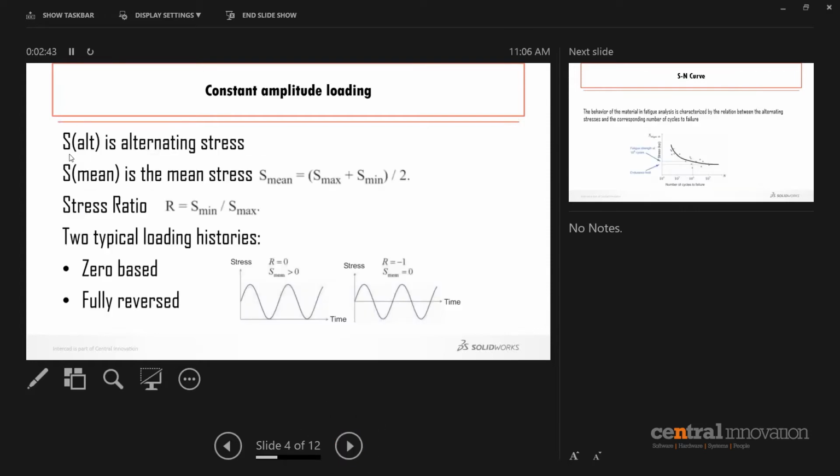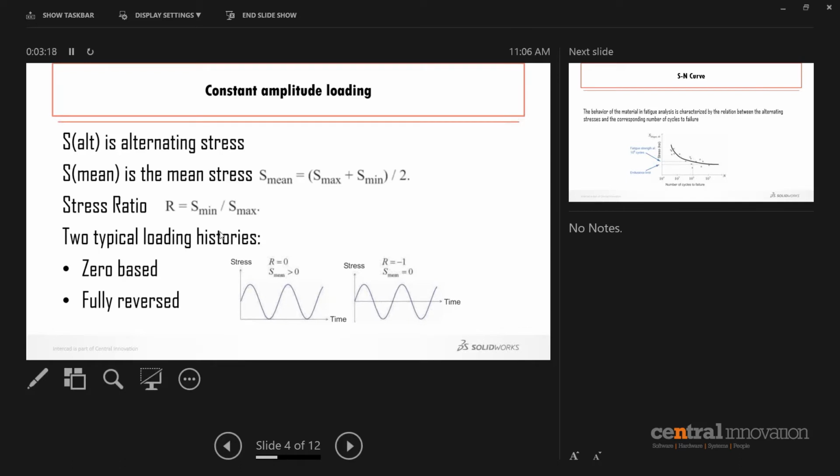Here are some of the most important terminologies that you need to know for that diagram: the alternating stress, the mean stress, and the stress ratio. When you do a fatigue analysis, you have to define the stress ratio for your model. A stress ratio, as you can see in this slide, is S minimum divided by S maximum: minimum stress divided by maximum stress for the model.